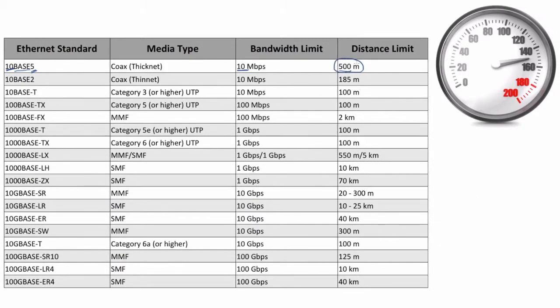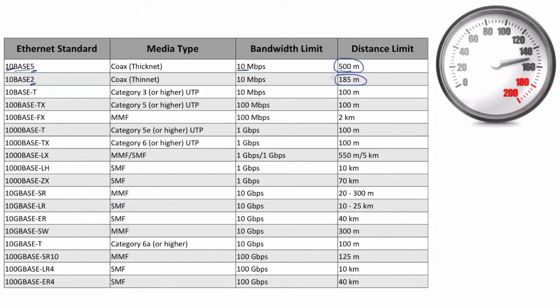Now, that is not a hard and fast rule that we can always turn to. For example, 10 base 2, the 2 is suggesting perhaps that we have a distance limitation of 200 meters. In actuality, it's close to 200 meters, but it's really 185 meters.